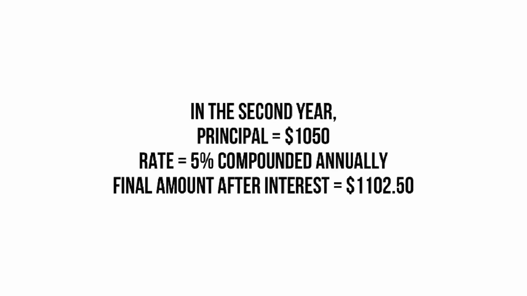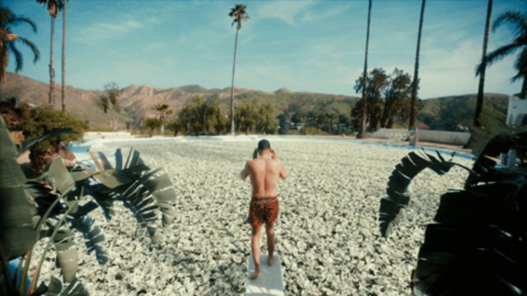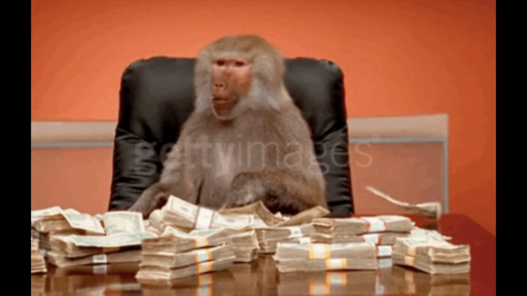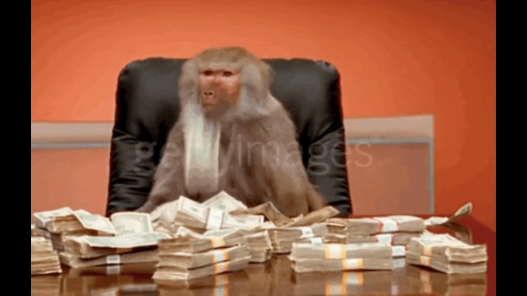Now, compound interest comes into play in the following years. In the second year, you don't just earn interest on your initial deposit, but also on the interest you earned in the first year. So, in the second year, you earn 5% interest on $1,050 instead of just $1,000. This means your interest for the second year is $1,050 * 0.05 equals $52.50. Adding this to your total savings, you now have $1,050 plus $52.50 equals $1,102.50. As you can see, compound interest allows your savings to grow faster over time because you're earning interest not only on the initial amount but also on the interest that accumulates each year.